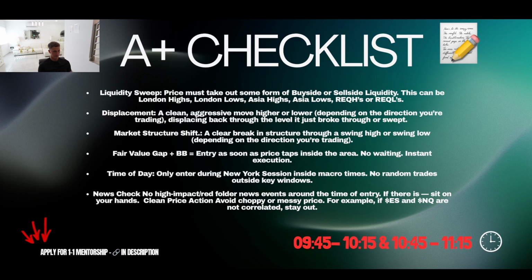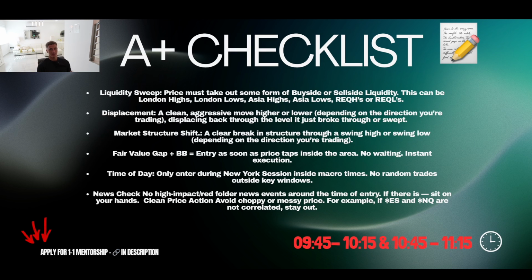Also, clean price action. Avoid choppy or messy price. For example, if ES and NQ are not correlated, then obviously stay out of the market. Now, what do I mean by that? If NQ has a gap and a breaker block, and let's say ES is not providing a fair value gap, there's no displacement, there's no shift in market structure on ES, of course, there's going to be no trade, okay? You want to see everything that you see on NQ, you also want to see that on ES. It has to be correlated.